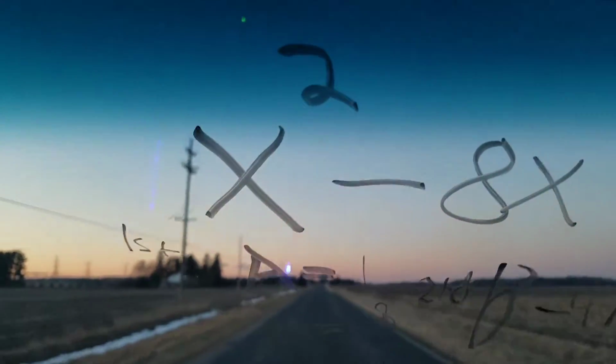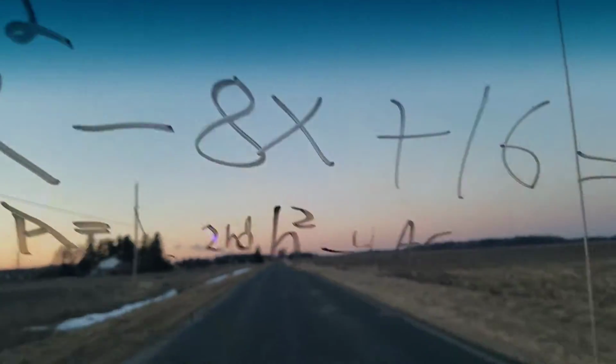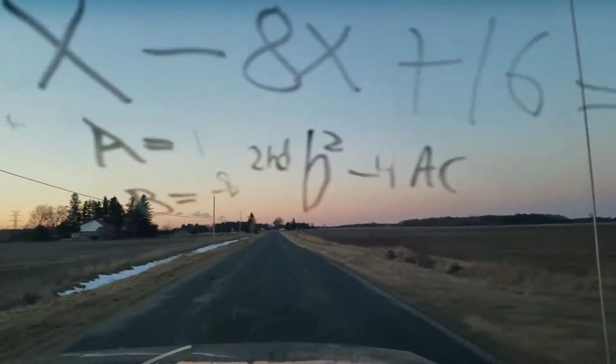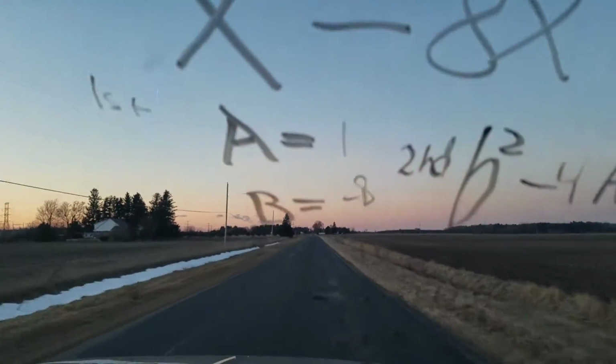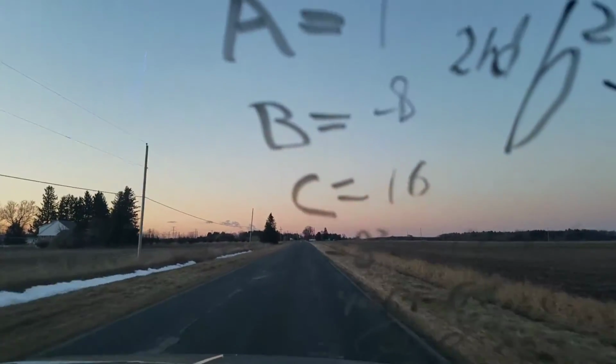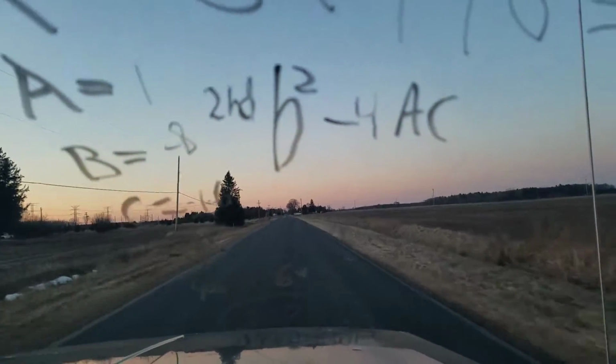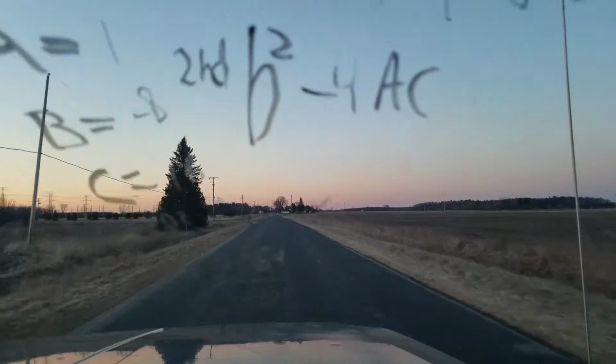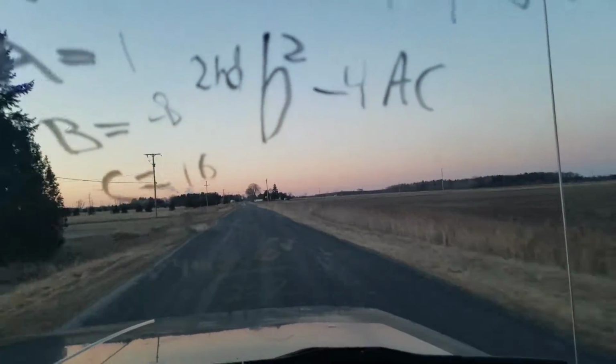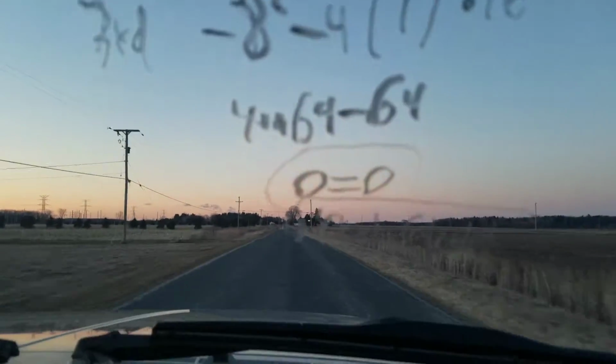Okay, so the problem we're doing is x squared minus 8x plus 16 equals 0. So the first thing you do is find your a, b, and c. The a is 1, the b is negative 8, and the c is 16. The second thing you do is square the b, minus 4 times a times c. And you come out with this.